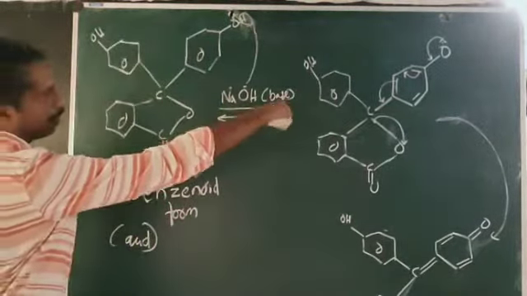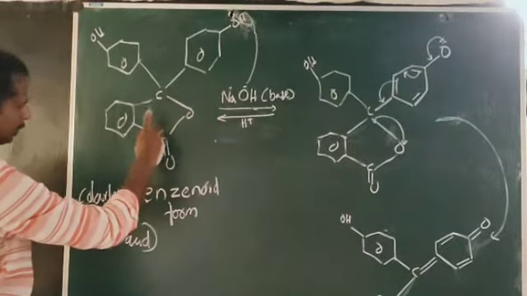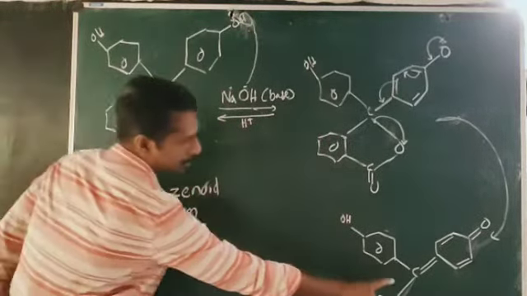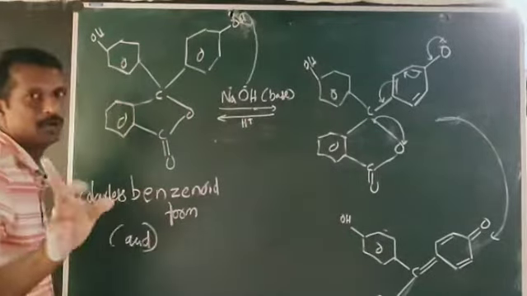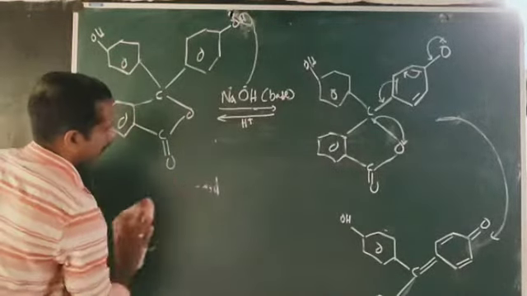So look at the structure, how the rearrangement occurs. So keep it in mind, this is benzenoid form and this is quinonoid form. Now last point.